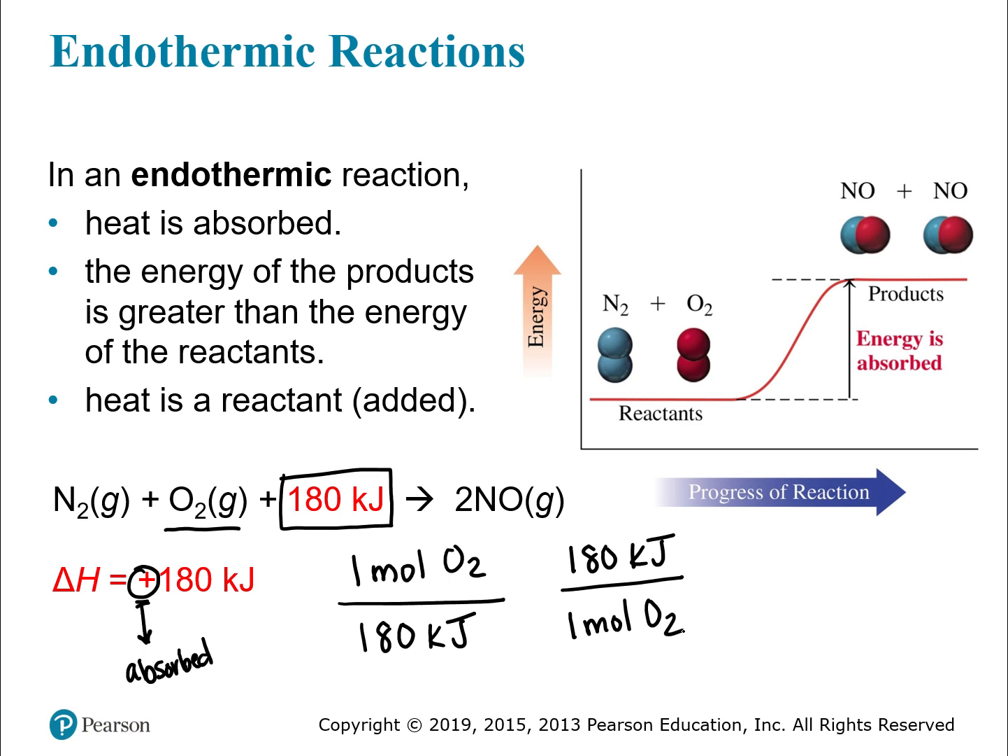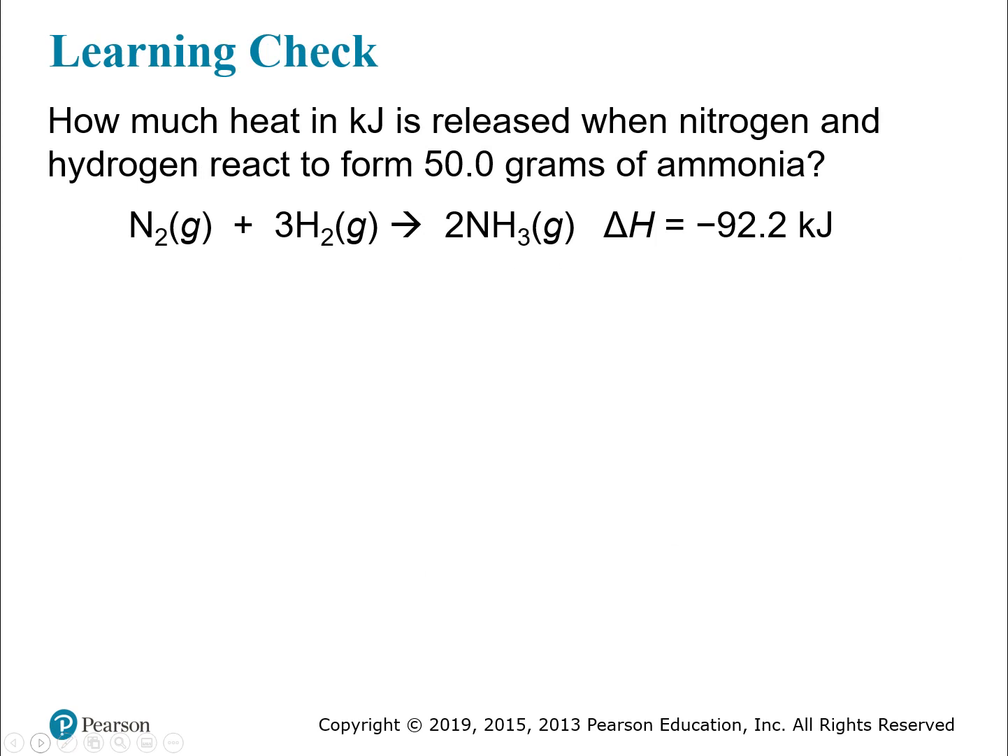This is important because we can actually calculate how much energy is released or absorbed when we know how much reactants or products we're making or how much we're starting with. So let's give that a try. How much heat in kilojoules is released when nitrogen and hydrogen react to form 50 grams of ammonia?